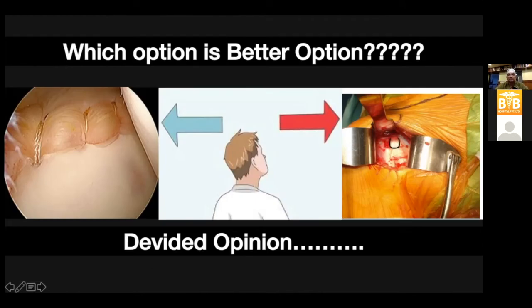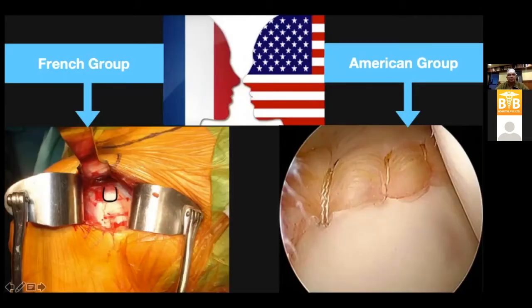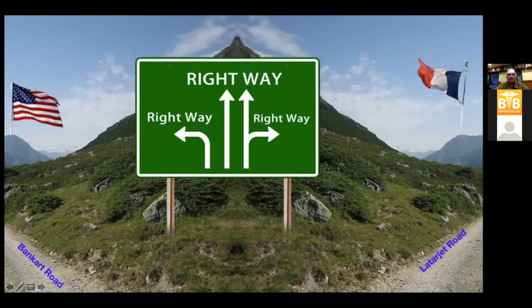So considering these two options, the Bankart and the Latarjet, which one is better? There are divided opinions. The French group of people do the Latarjet procedure for most dislocations of the shoulder, whereas the American group of people and the American allies do a Bankart repair for most recurrent dislocations. Which is the right way? Probably both ways are right if you are trained. If you are trained by American people, you probably do a Bankart repair primarily. If you are trained by French people, you probably go ahead with the Latarjet procedure.